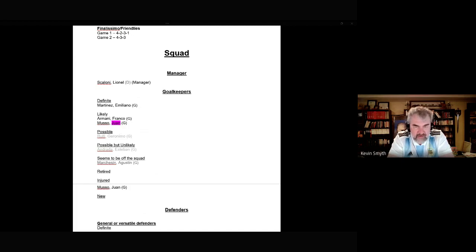In fact, he was selected for the preliminary squad for the 2016 Copa America Centenario, but he didn't make the final cut. And hasn't been able to make a squad. Also selected for the preliminary squad in 2019 there. Okay, so Geronimo Rulli, a possible candidate, and we have possible but unlikely Esteban Andrade.